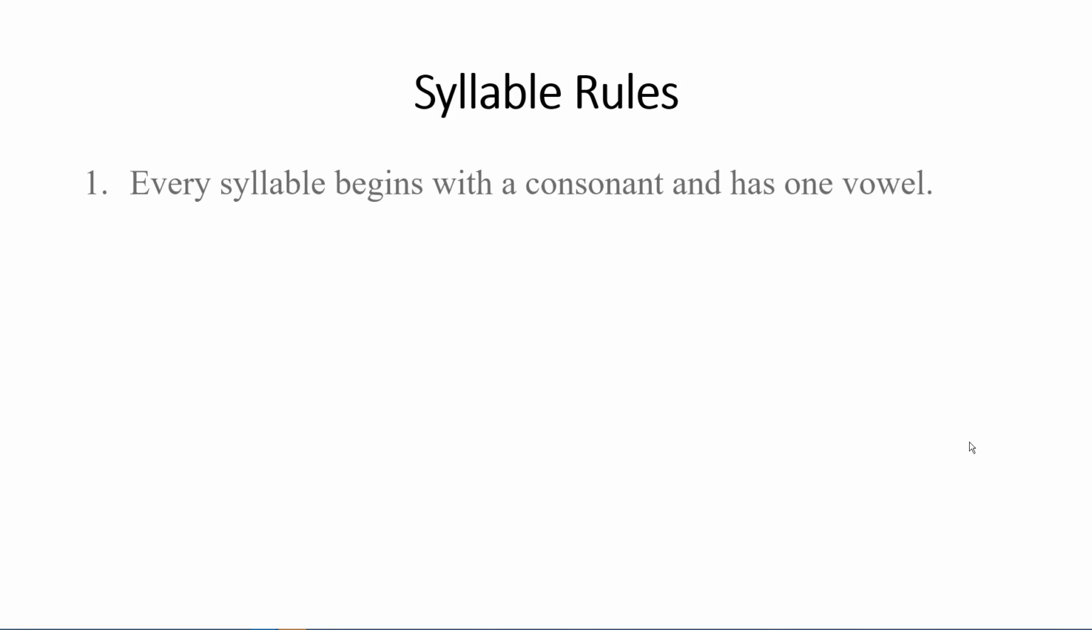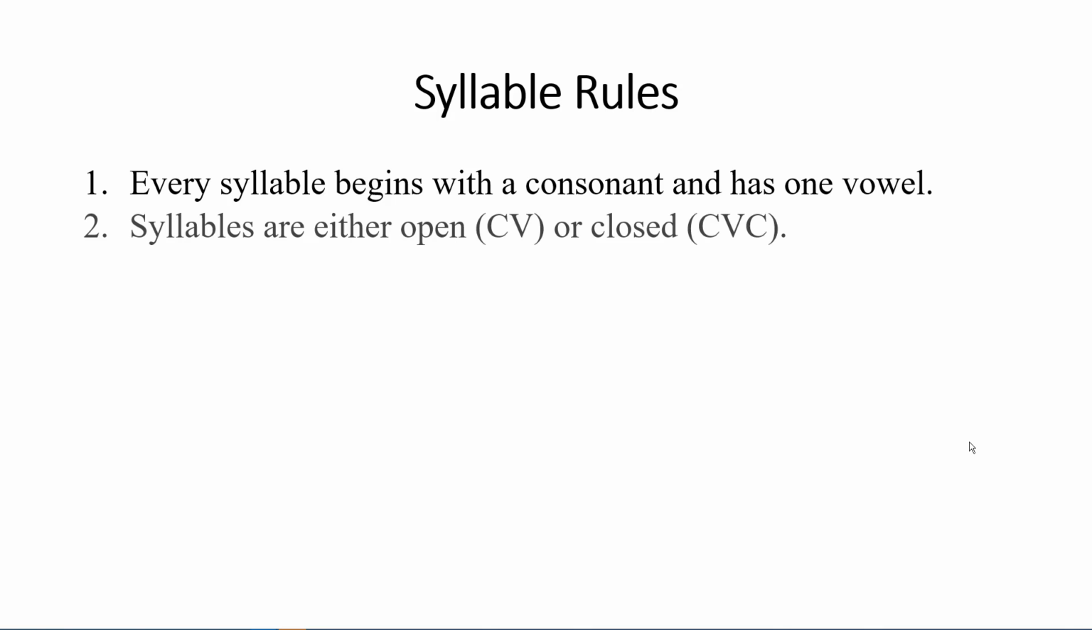There are two basic rules. The first one is that every syllable begins with a consonant and has one vowel. So that's a simple rule. It has to begin with a consonant, and has only one vowel. And then syllables are either open, meaning consonant-vowel, or closed, consonant-vowel-consonant. That's very similar to English. We have open and closed syllables in English as well.